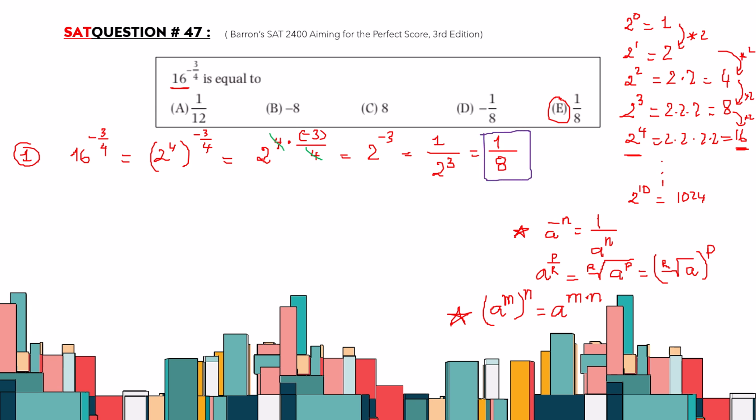Let's do the second method. I want to rewrite this into a radical. So I will have the 4th root of 16 to the power of -3. Now this will be equal to the 4th root of 2 to the power of 4, all to the power of -3.